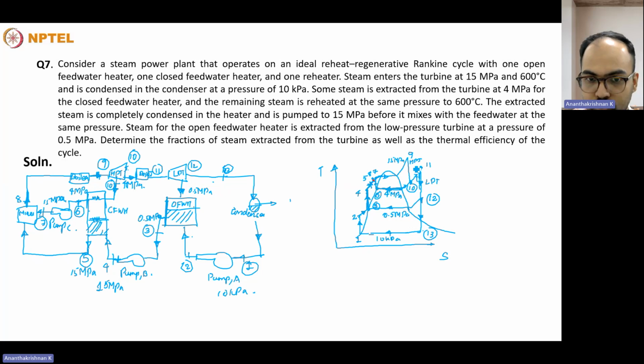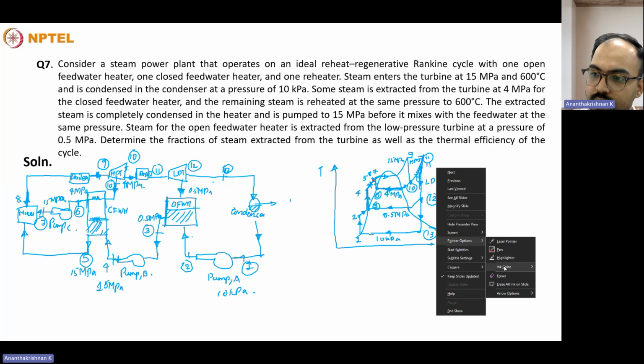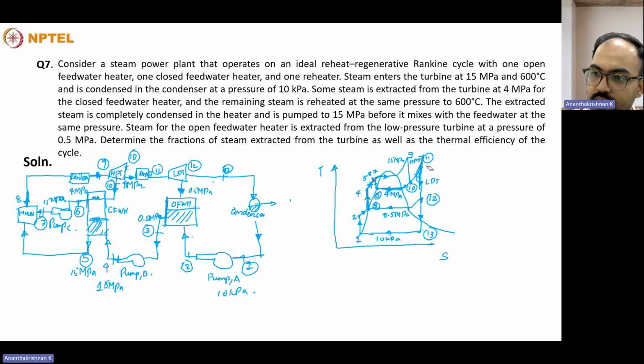So the actual boiling process takes place from 8 to 9, and from 9 to 10 will be the high pressure expansion. A portion of that will be bled at an intermediate pressure to a closed feed water heater, and then the remaining will be reheated to the same temperature. So point 11 will be the same as at 600 degrees Celsius, and from there, a portion of that steam will be bled in the low pressure turbine.